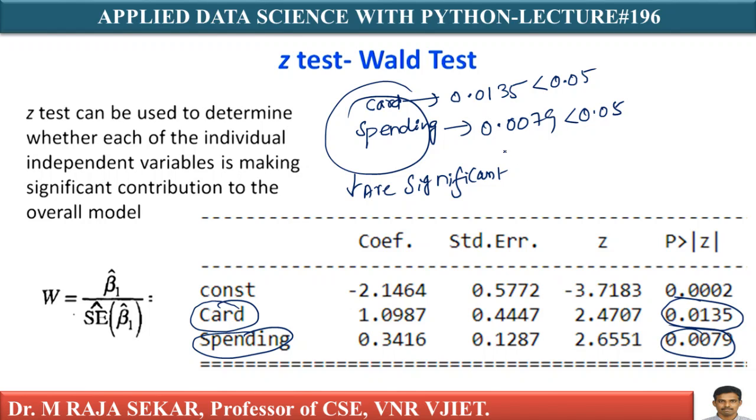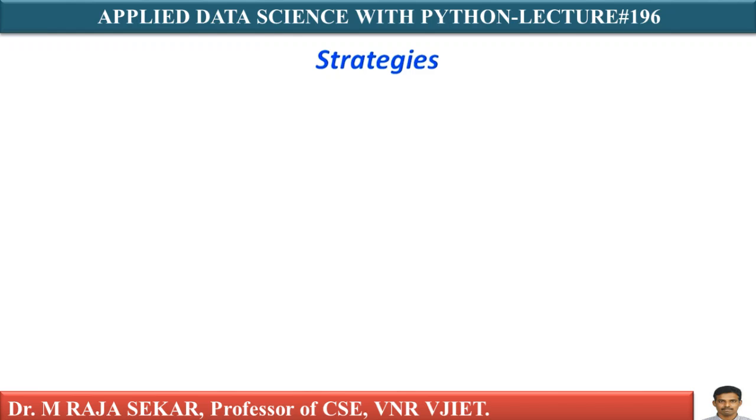As a whole, the model is also significant. Independent variables are also significant. Once we know both are significant, then we can go for interpretation of this output. So what kind of different strategies does the company have to adopt? We will try to understand the strategies. What kind of strategies can the company adopt so that they can improve their revenue by selling more coupons?